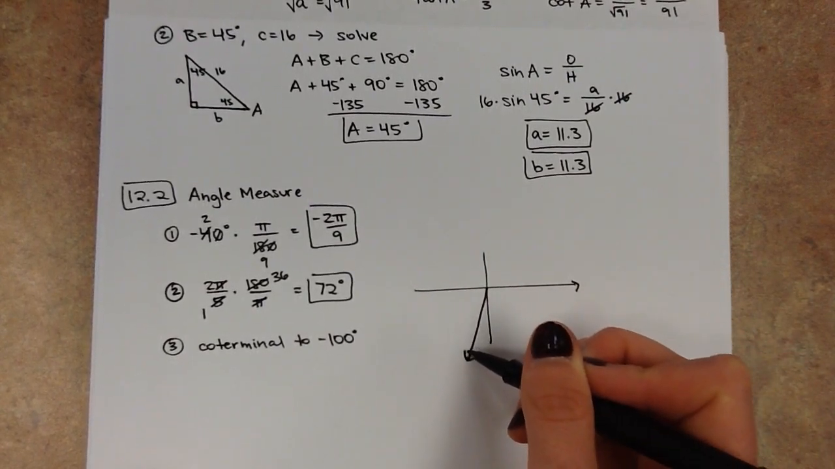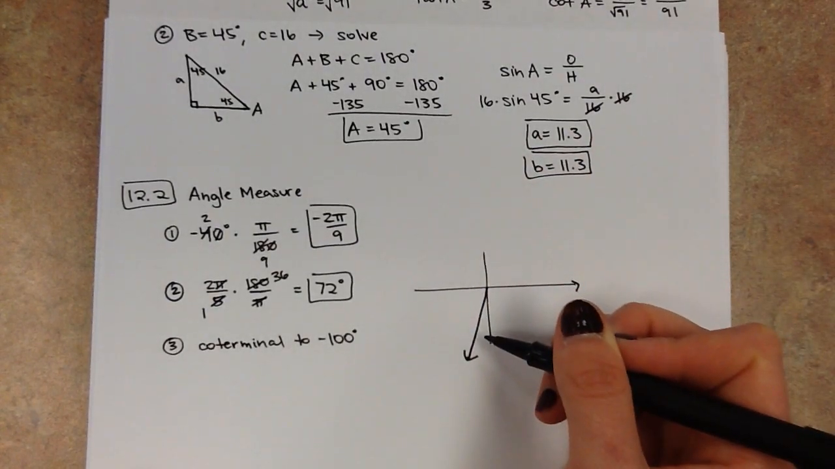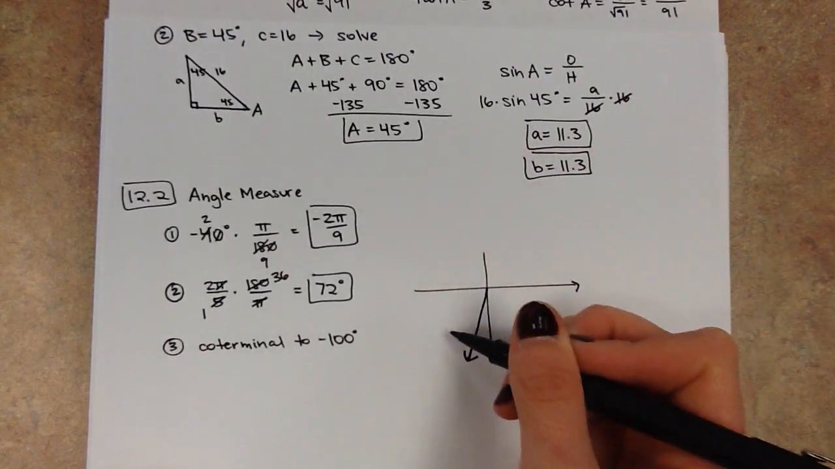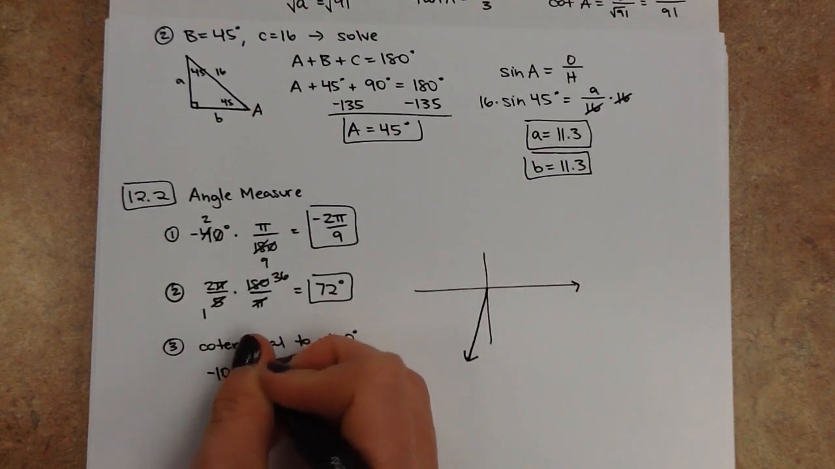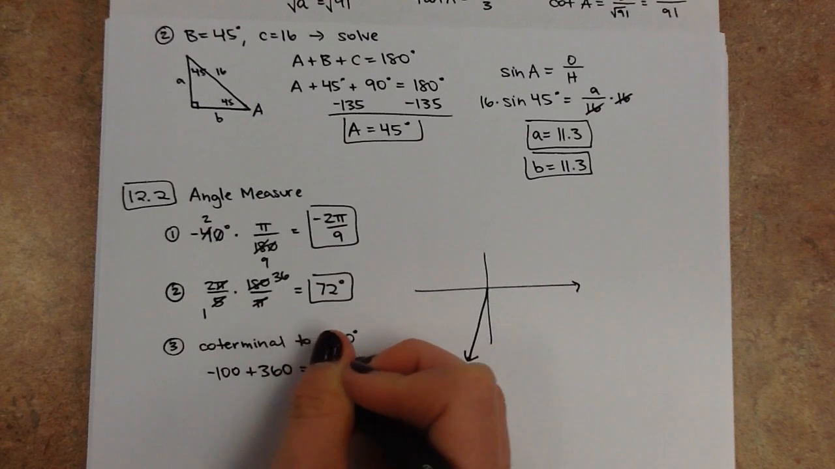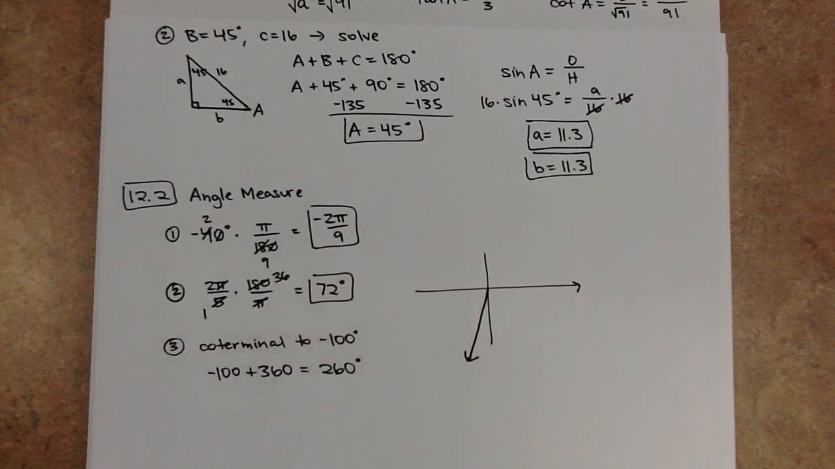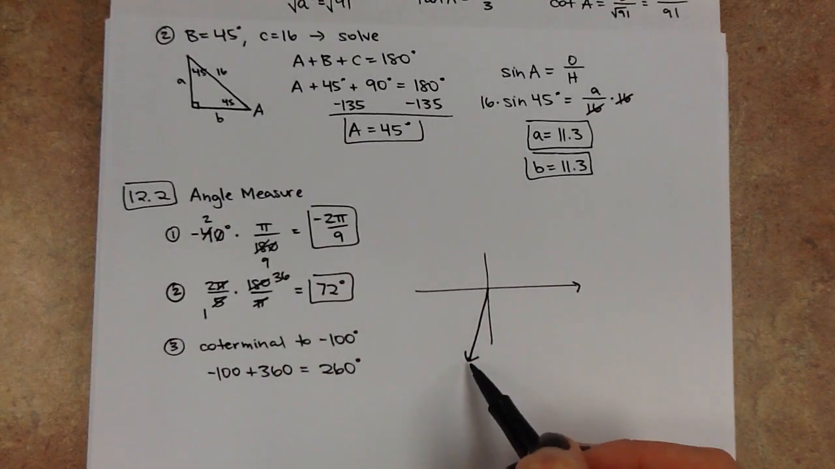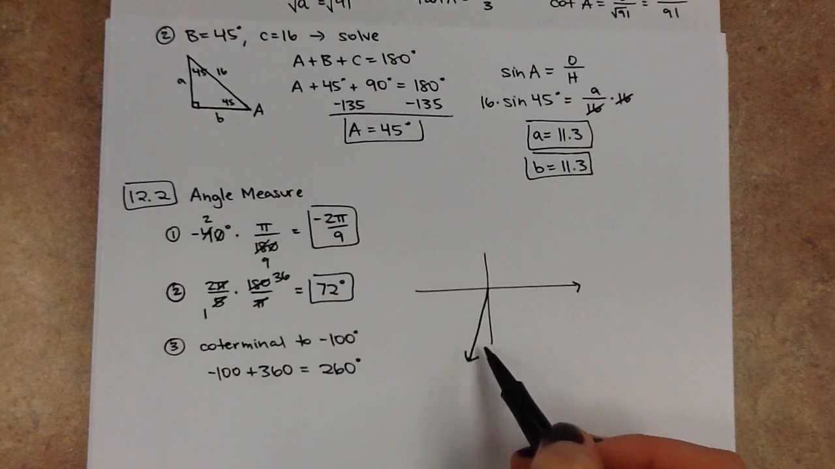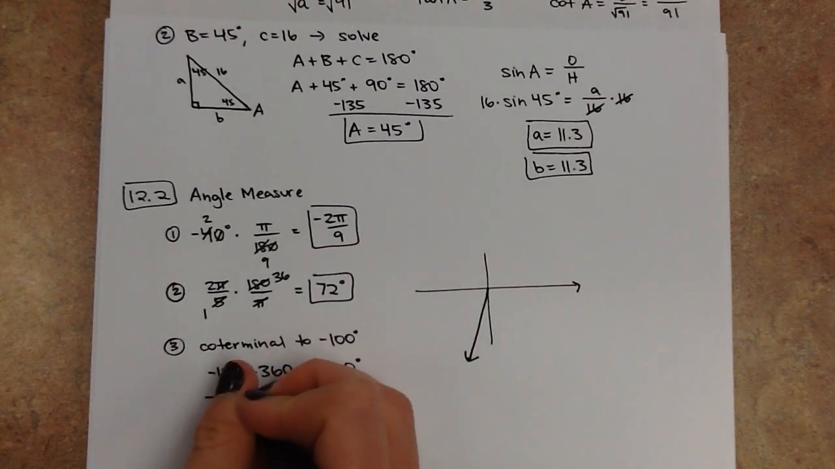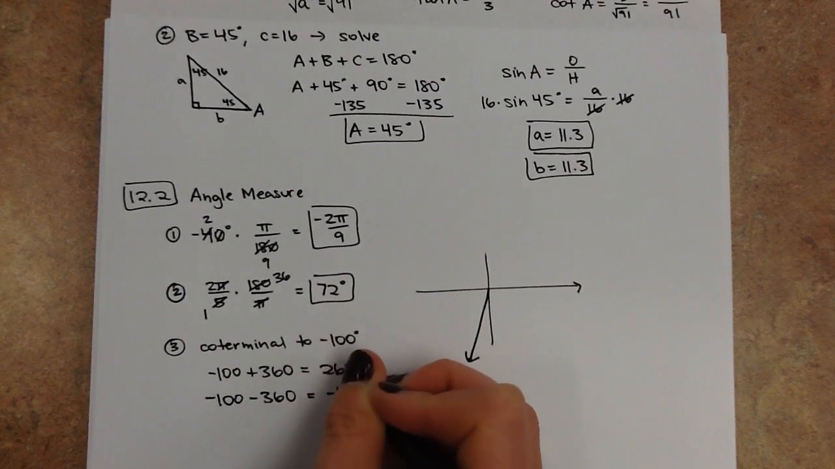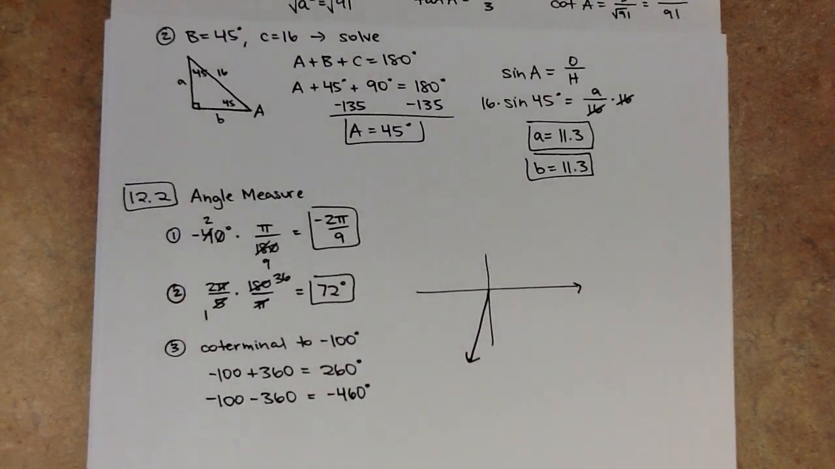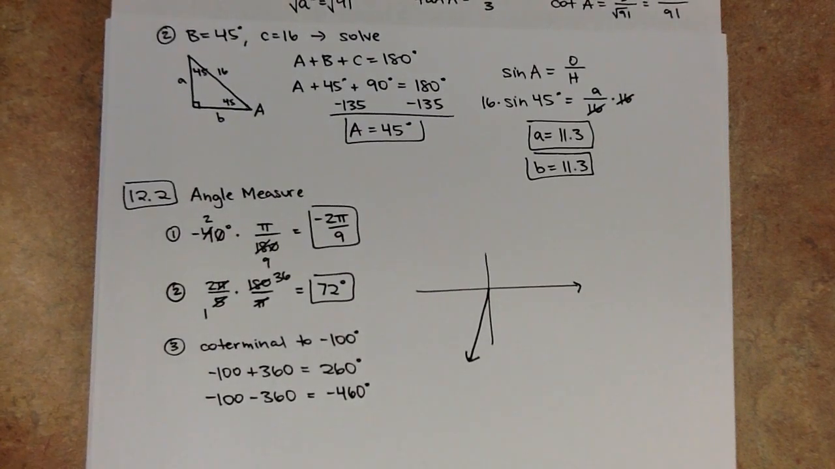So we can go from here, we can go forward 360 degrees to land here again, or we can go backward 360 degrees to land here again. So negative 100, if we go forward 360 degrees, you land at 260. That would be this angle measurement right there, which makes sense because this is 270 and this is just 10 off. Or you could go backward another 360 and you would land at negative 460. Okay, so that's how you do those coterminal questions. So that's 12.2. So we got 12.1, 12.2.